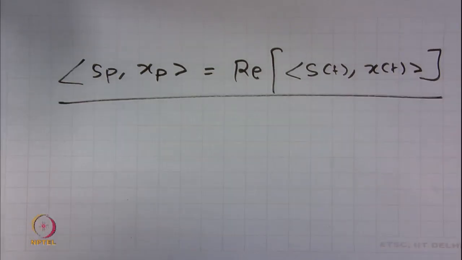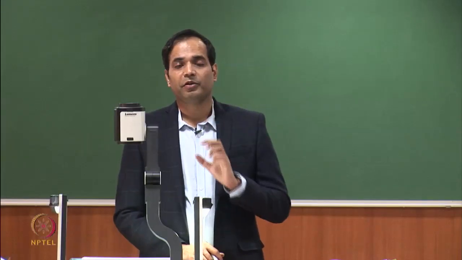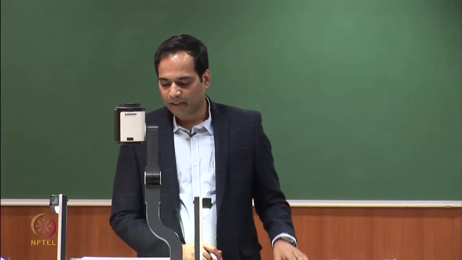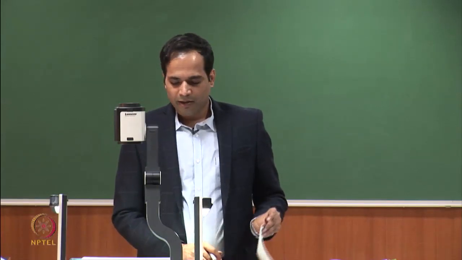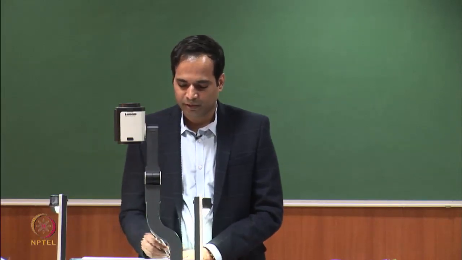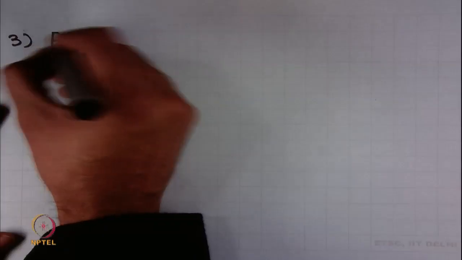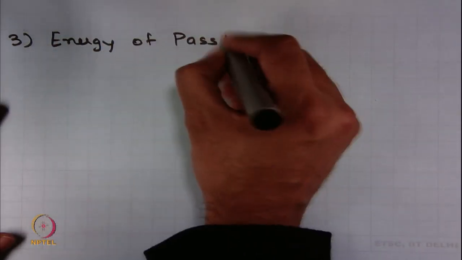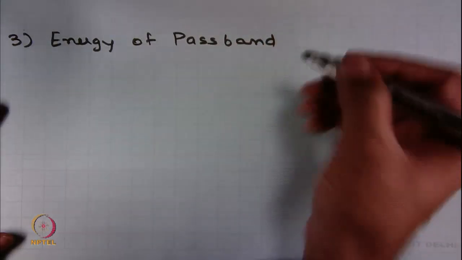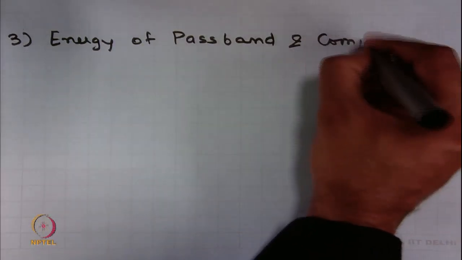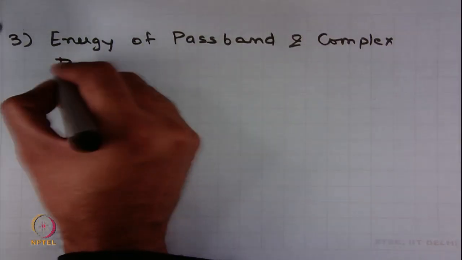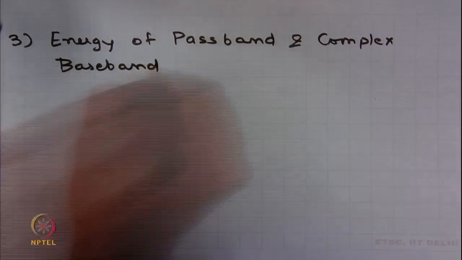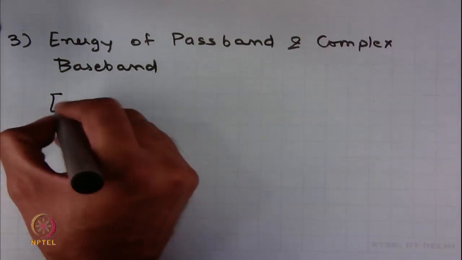Okay. This is the relationship between the inner product of passband and inner product of baseband signals. Let us prove property number 3, and this property is about the energy of passband and baseband signals. Baseband, I mean the complex baseband representation of the corresponding passband signal. So, complex baseband.